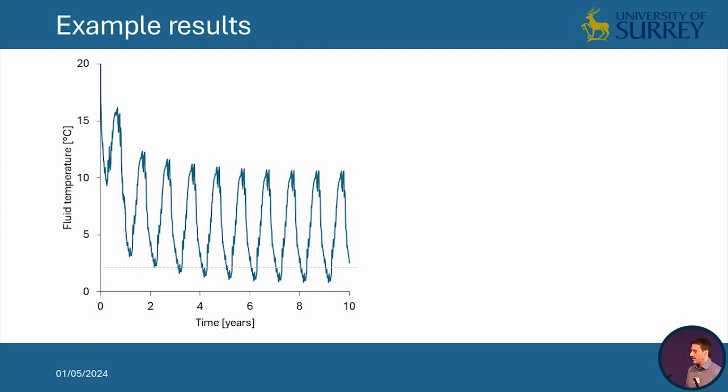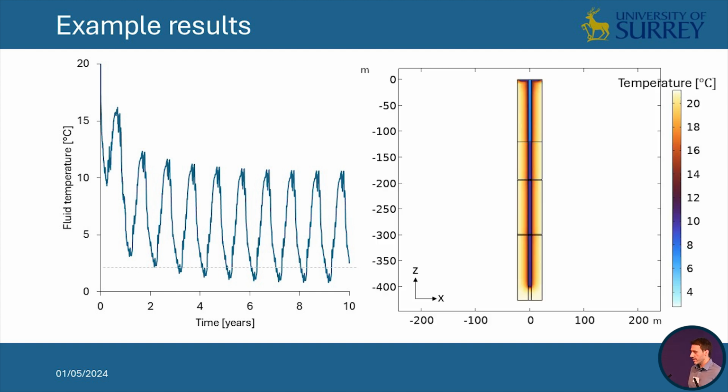Right. So this is some example results. This is what the temperature in the pipes looks like, which is key in determining what kind of system you can use. What is interesting to me here is that the temperature fluctuations of the carrier fluid in the pipes stabilize after the first couple of years, which is good for long-term sustainability. And this is a visual of the temperature fluctuations in the XZ plane.